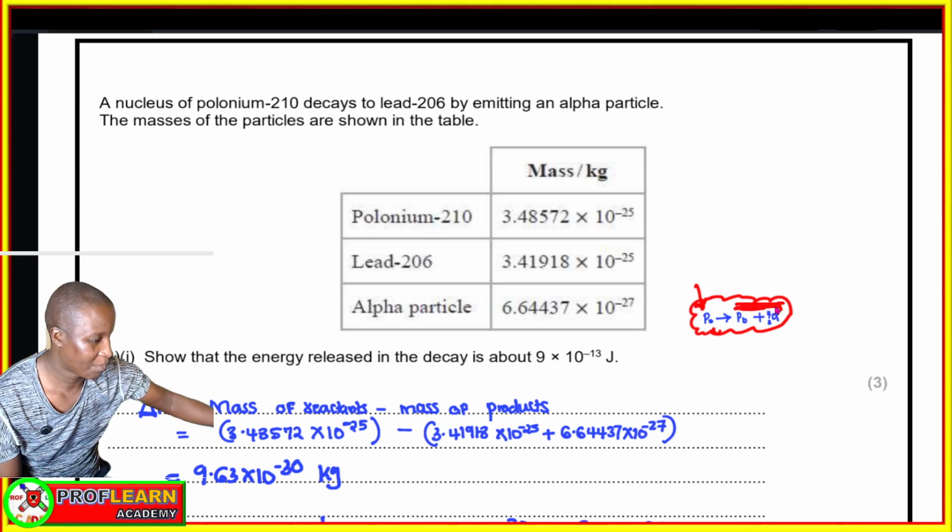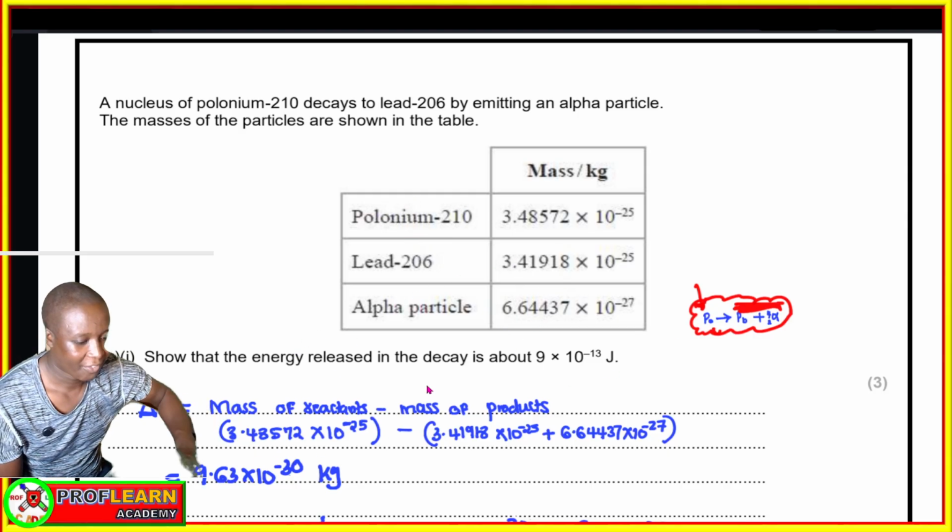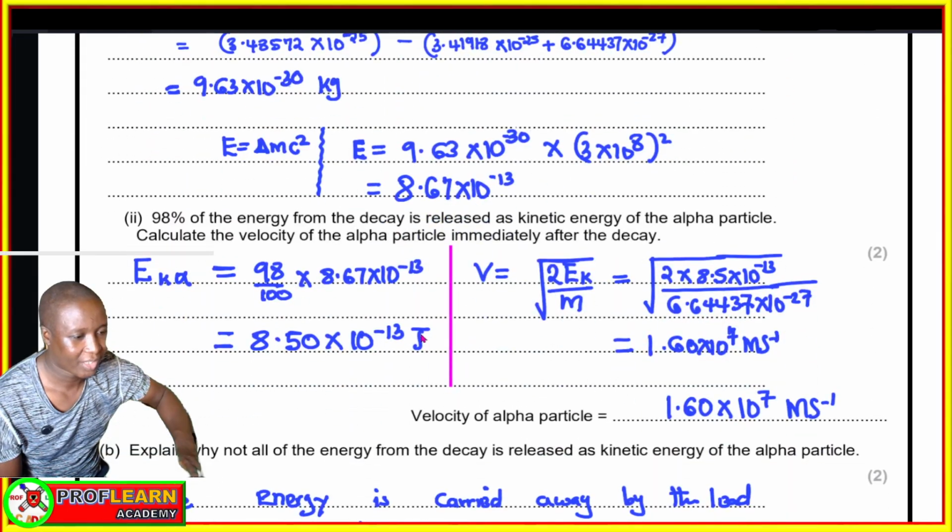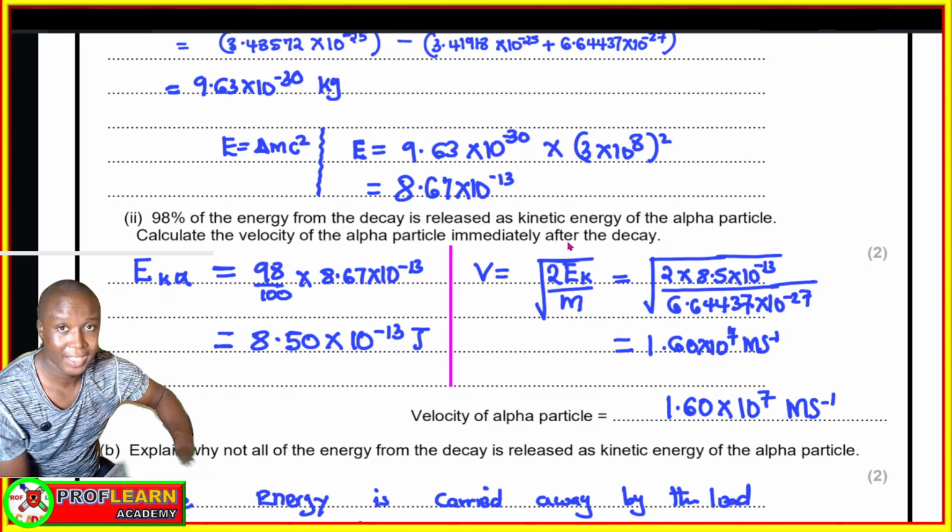Yeah, these are the products. So we are going to take the mass of polonium and subtract the sum of lead and alpha to get that. If you work it out, you're going to get 8.67 times 10 to the power negative 13. We are told that 98% of the energy from the decay is released as kinetic energy of the alpha particle. So here you are supposed to calculate the velocity of the alpha particle immediately after the decay.